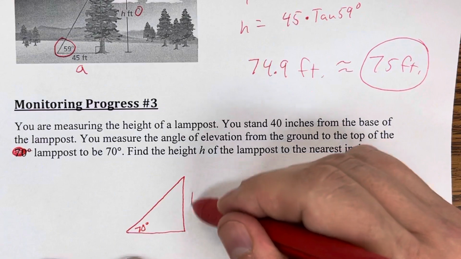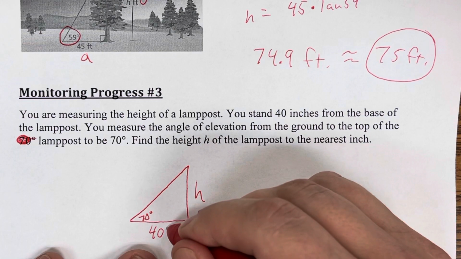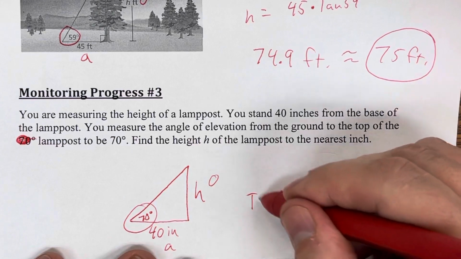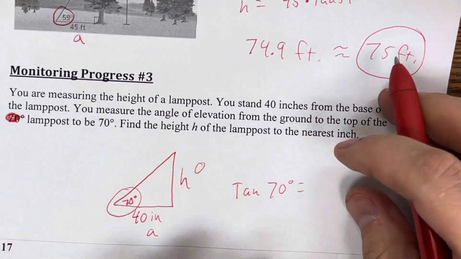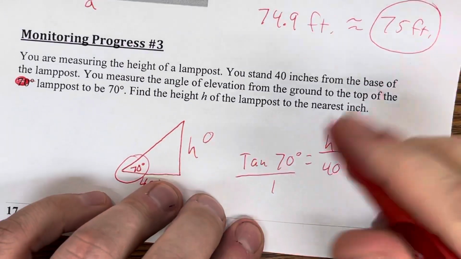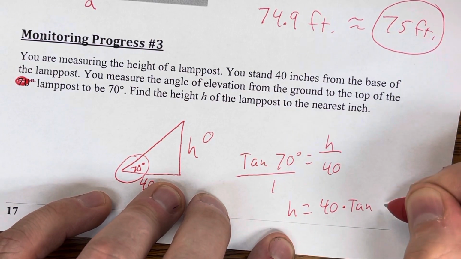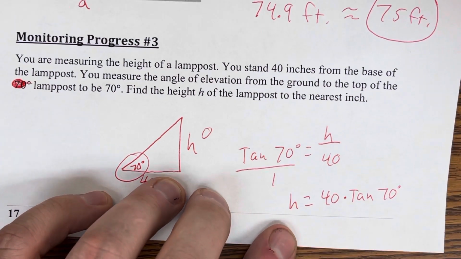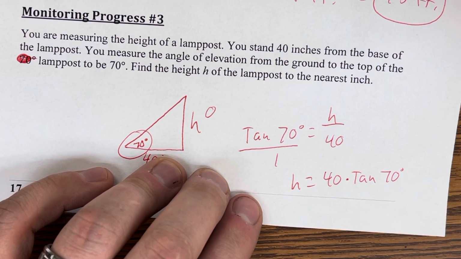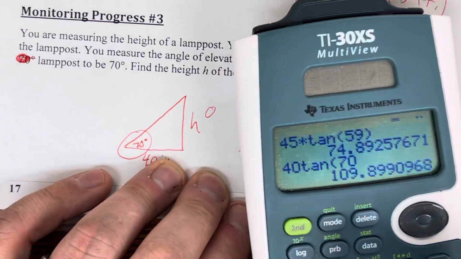I'm looking for the height h. I am 40 inches from the base. So from here to here is 40 inches. So from the 70, opposite, adjacent, tangent 70 equals opposite, which is h over 40. Put it over 1, and we can cross multiply. 1 times h is h equals 40 times the tangent of 70 degrees. Okay, type that in. And I get 109.8, so I'll call that 110. I'm gonna round up.